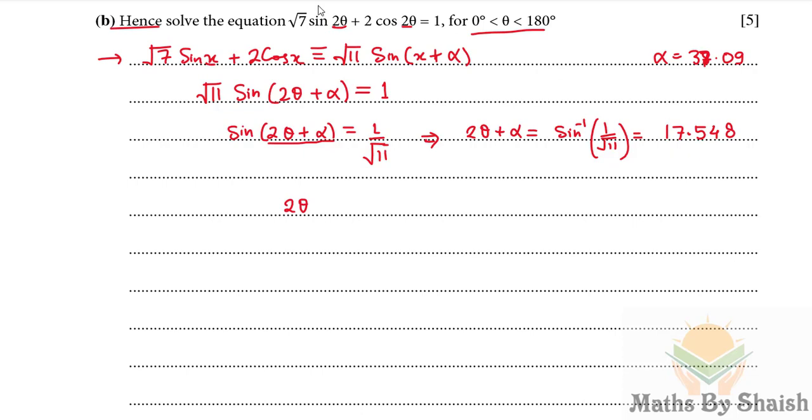So let's say otherwise we can see it is 2 theta. For theta it is in between 0 to 180, so 2 theta would of course be 0 to 360, so we have to check for other angles. So the next angle, that is 2 theta plus alpha, in the sine case it is 360. If one is 180 minus theta, then the next one would be 180 minus 17.548.